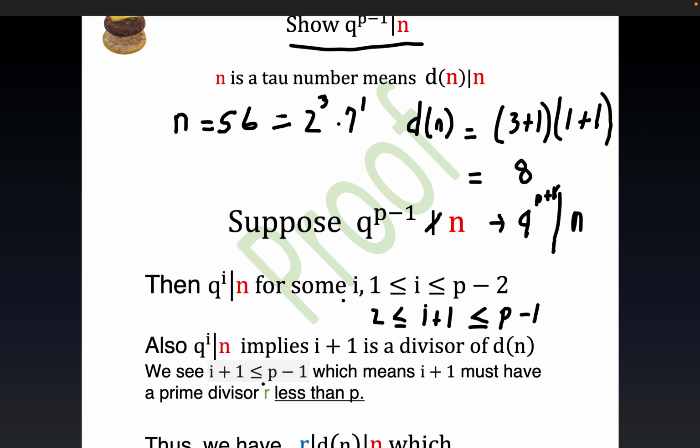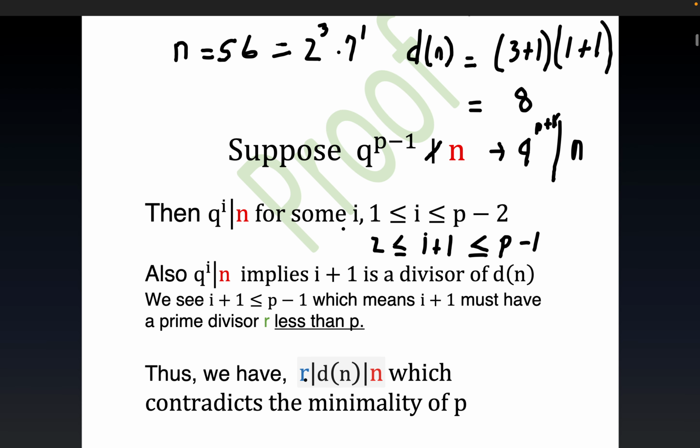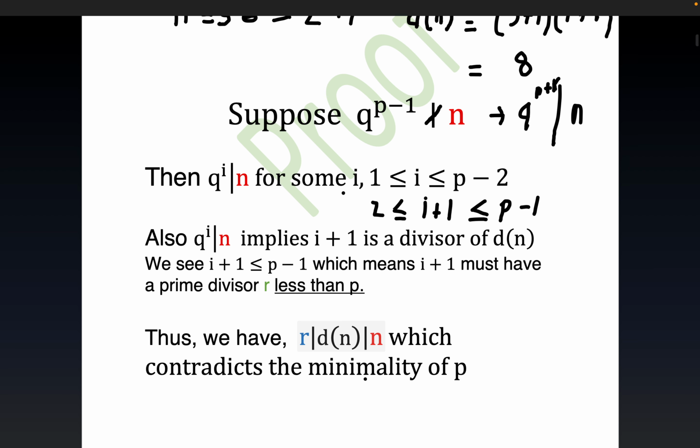We'll call it a prime divisor r, right? i plus 1 is clearly less than or equal to p minus 1, but it must have a prime divisor less than p if that's the case, okay? And you can see really quickly we're going to get a contradiction here because we know that r divides d of n. I mean the count of divisors, but it's given that d of n is a divisor of n, right?